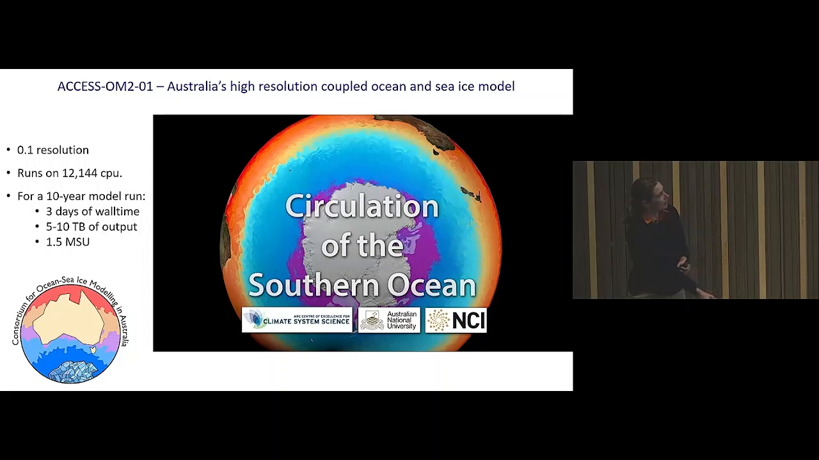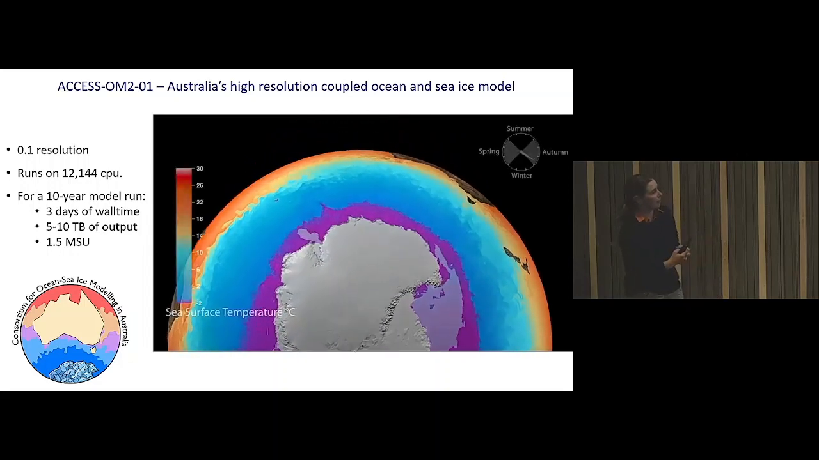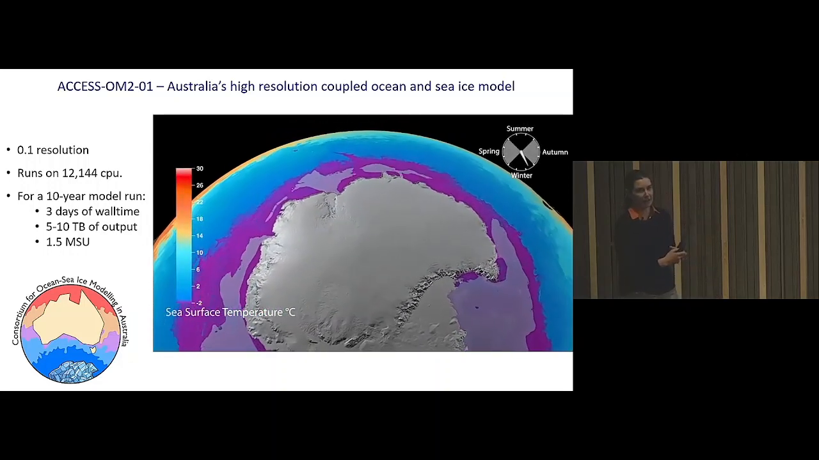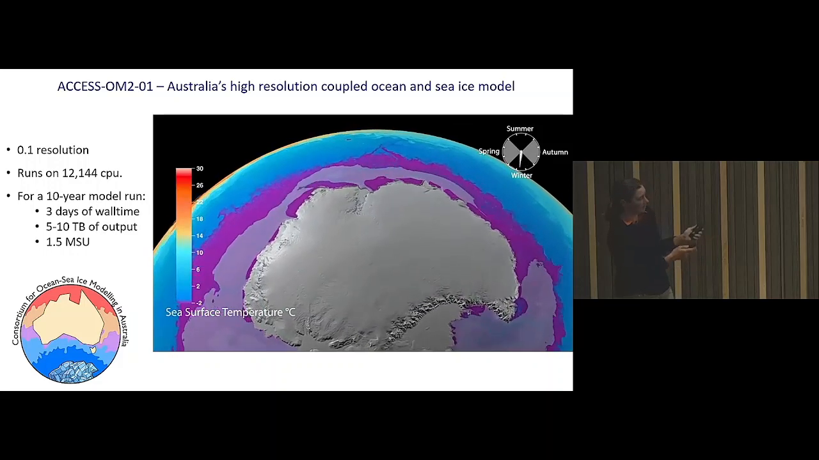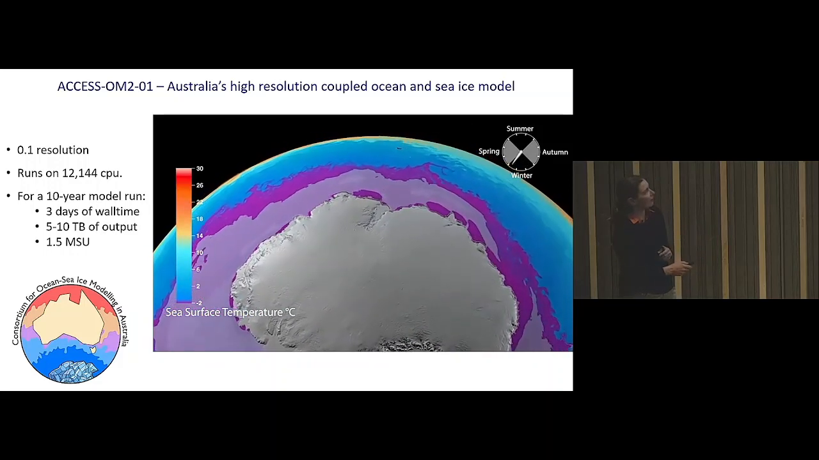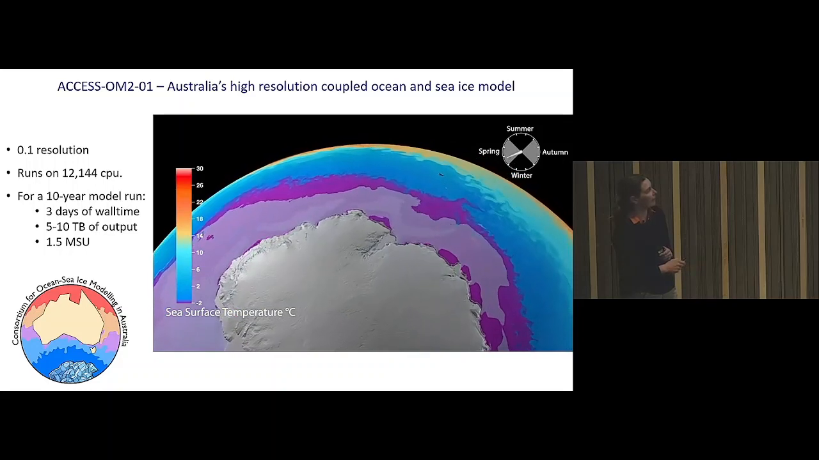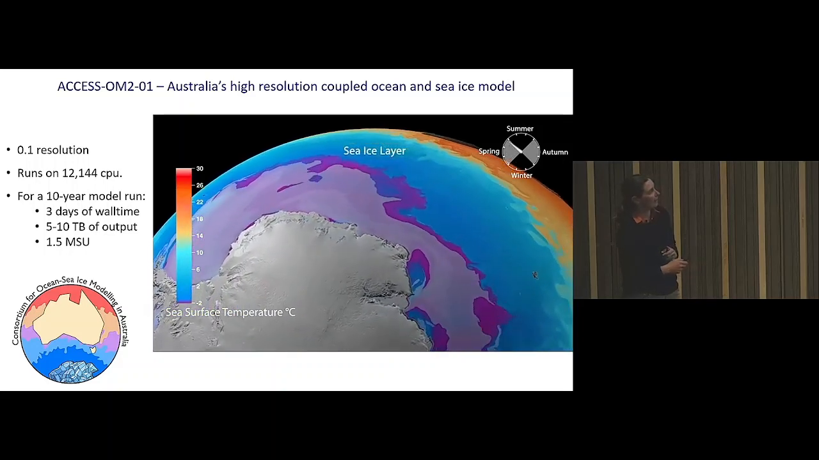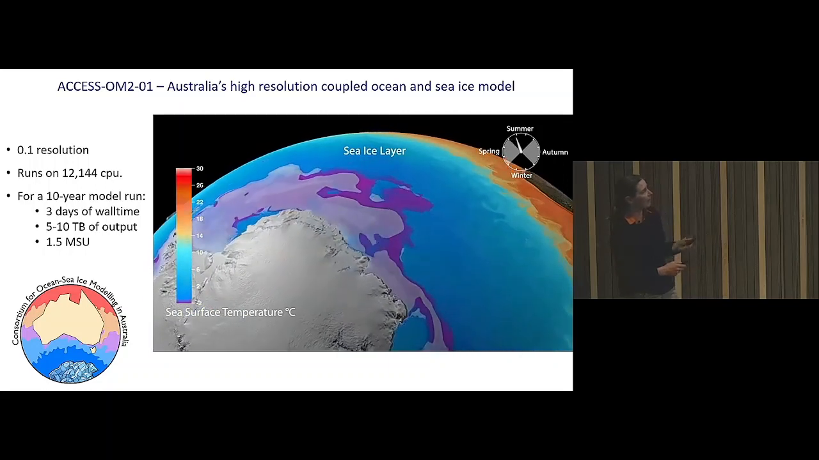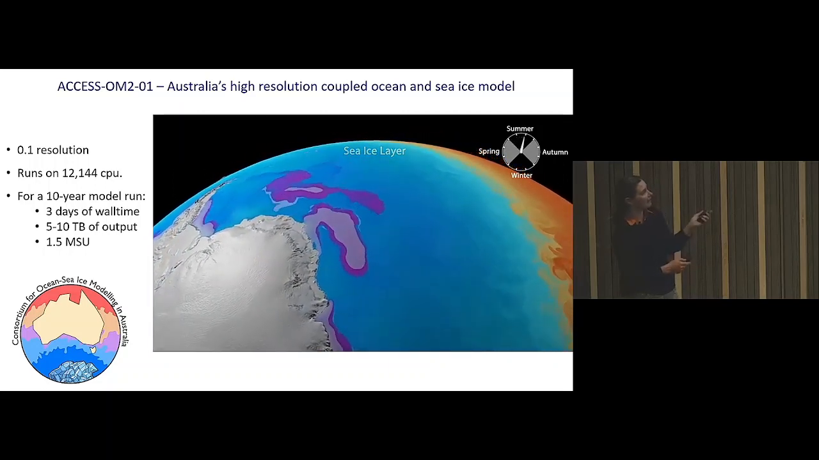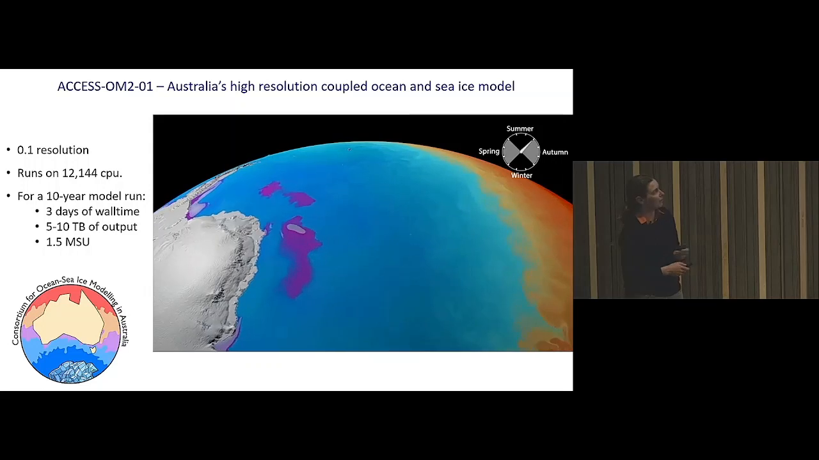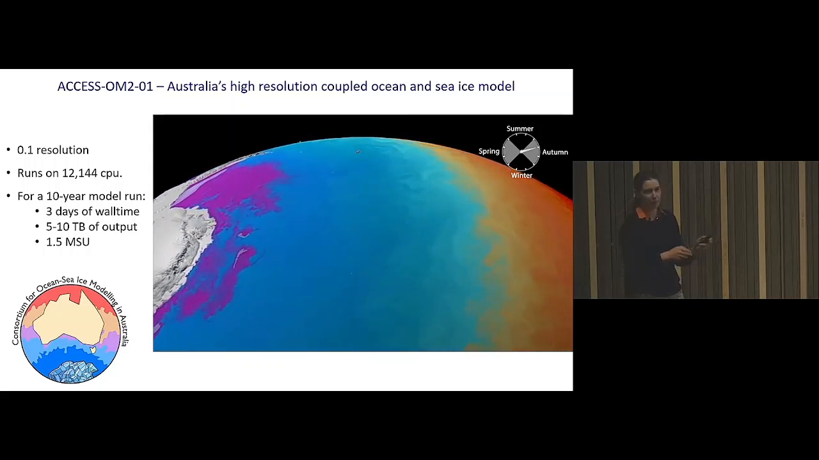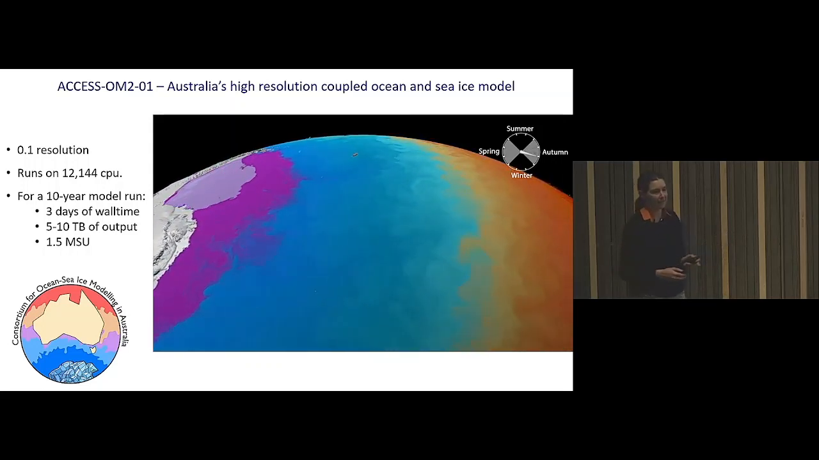Okay, so just quickly, the model that we've developed as this community together, as I mentioned before, is a 1/10 of a degree resolution. So we run it on Gadi on around 12,000 CPUs. For a 10-year model run, this takes us around 3 days of wall time, depending what we want to output, and about 1.5 MSU for those 10 years. And usually we want to run multiple decades to do different perturbations, to see how the ocean circulation responds to different forcing.